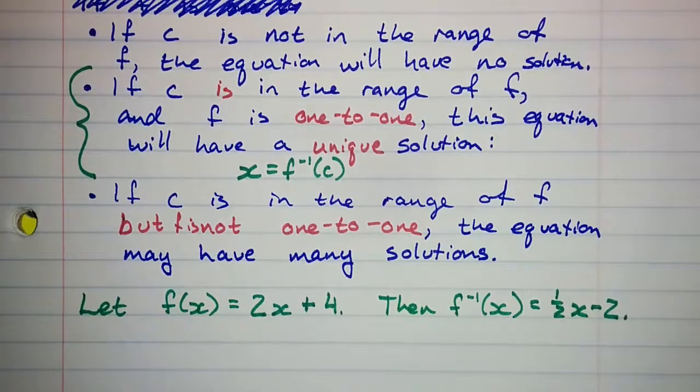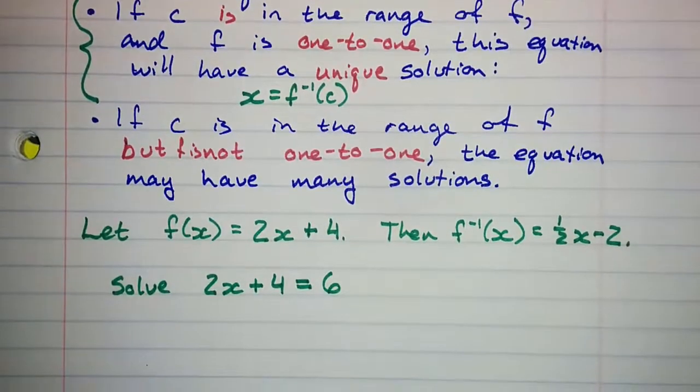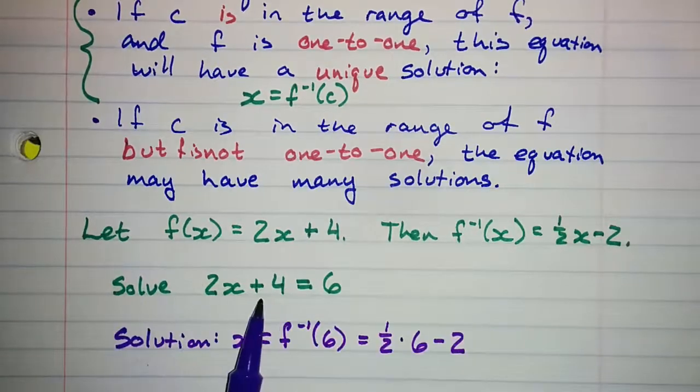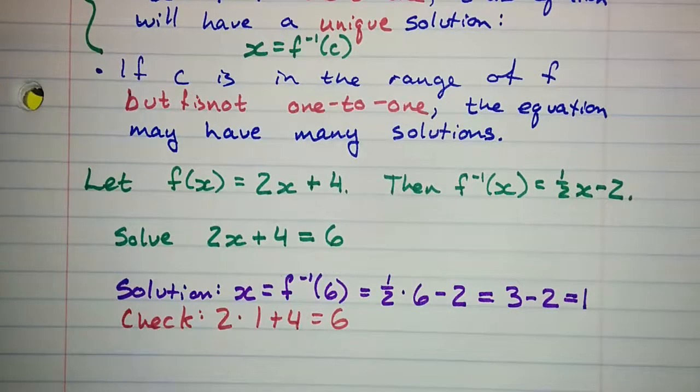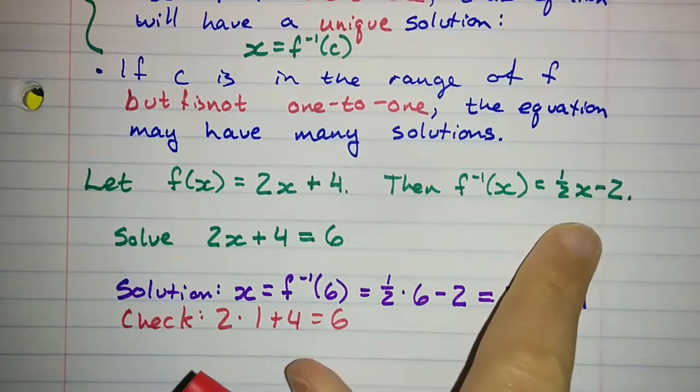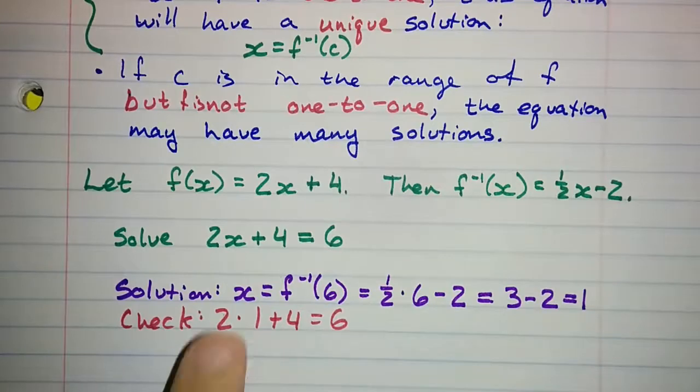If I ask you now to solve the equation 2x plus 4 equals 6, one of your options is to say the solution is x equals f inverse of 6. That is 1/2 times 6 minus 2. So 3 minus 2 is 1. And that works, right? 2 times 1 plus 4 really does equal 6. In a sense, the inverse function encodes the work that we would do solving this linear equation.